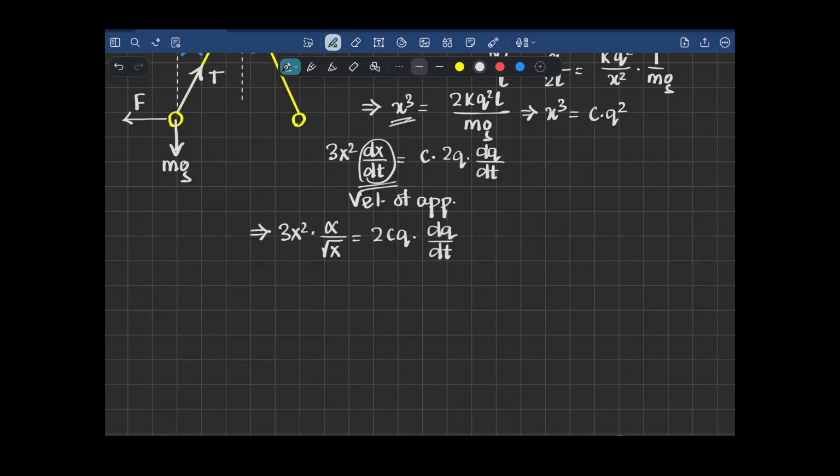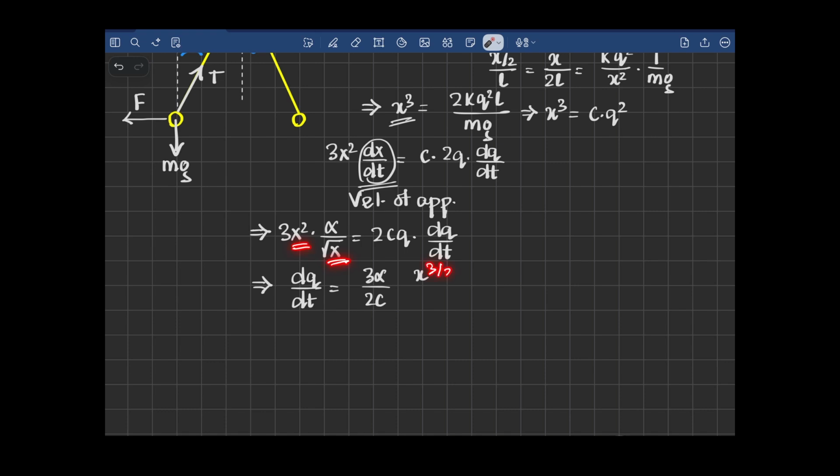So again I am rearranging the term. They are asking us to find dq by dt. I am keeping dq by dt on one side and taking this 2cq term to the other side. So I am getting 3 alpha by 2c into x. See, here there is an x square term and here a root x term. So this gives me x to the power 3 by 2. So I am getting x to the power 3 by 2 by q.